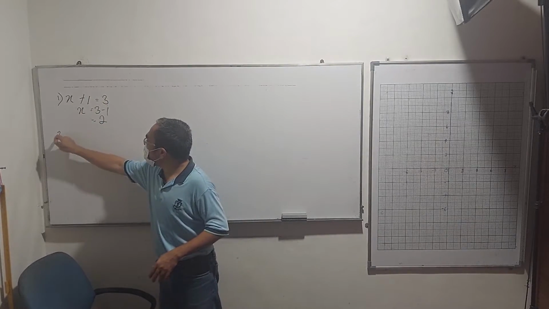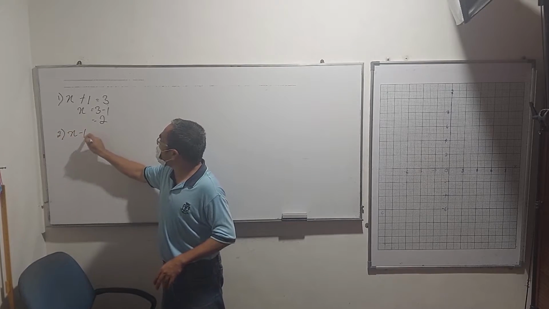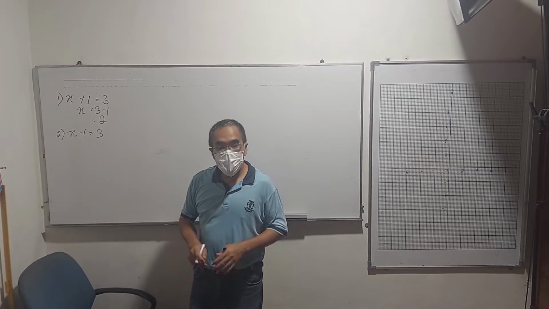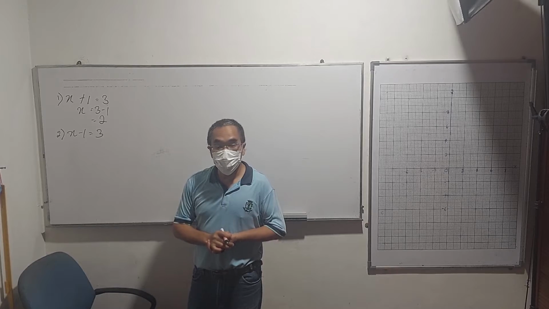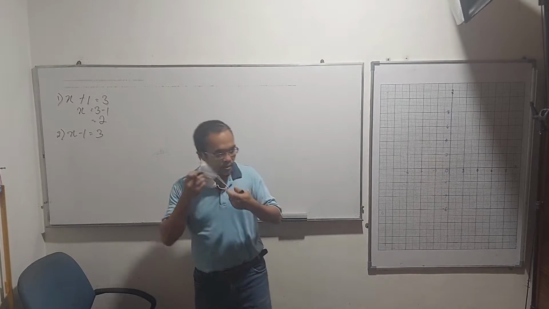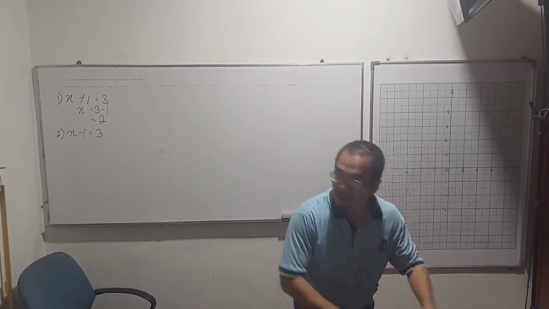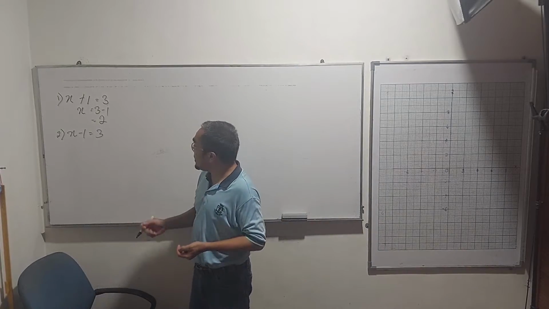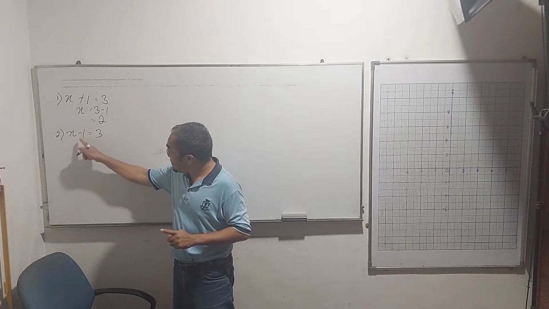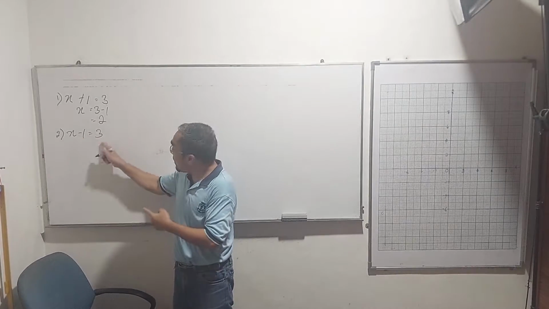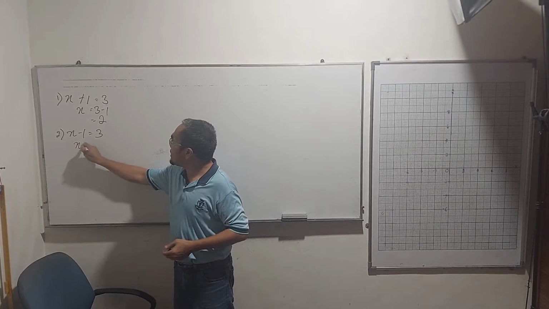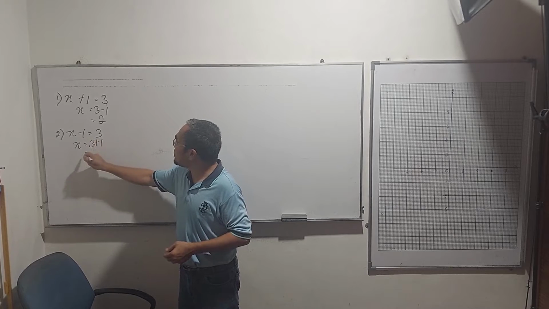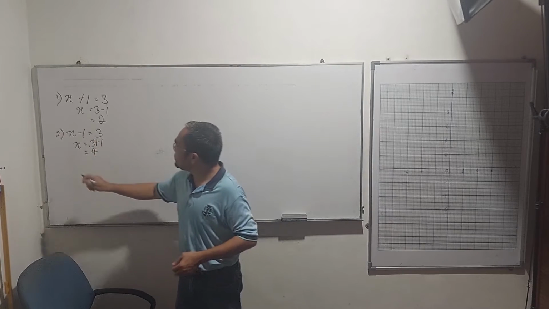So what happens if x minus 1 equals 3? What minus 1 equals 3? 4. So 4 minus 1 is 3. So how do you get 4 from negative 1 and 3? You have to add. x equals 3 plus 1, which is 4.